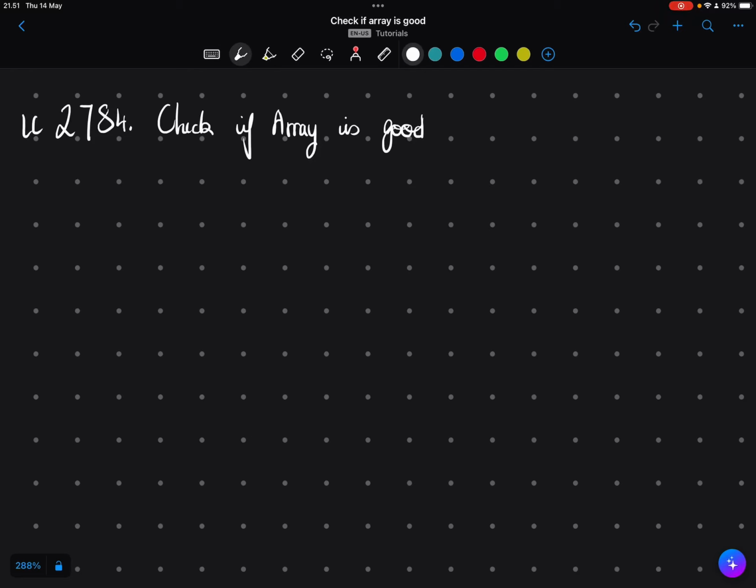Hey guys, today we'll be solving LeetCode number 2784. This is the daily problem for today, and it is also an easy question actually. I think the problem description itself is a bit unclear. Besides that, the solution itself is pretty easy actually. I will try to simplify the question statement as much as possible.